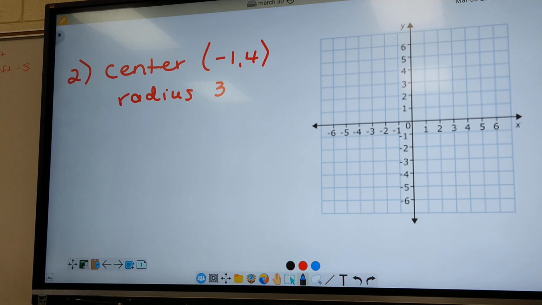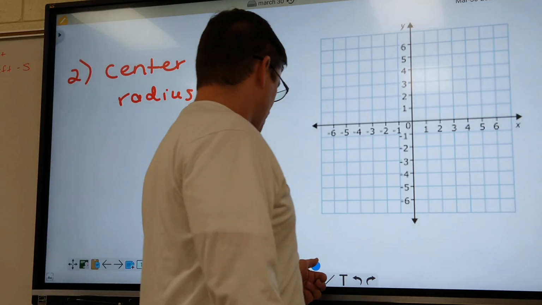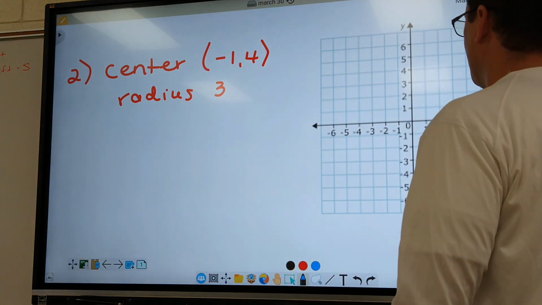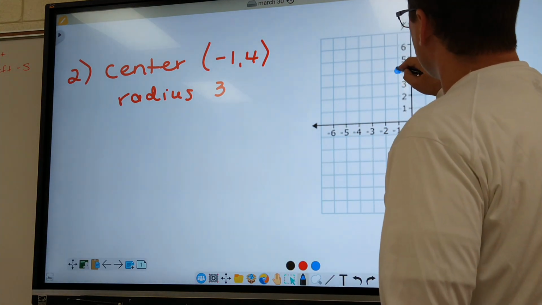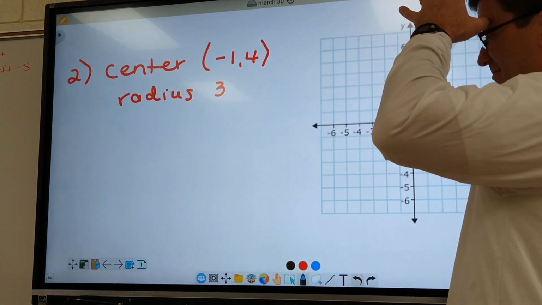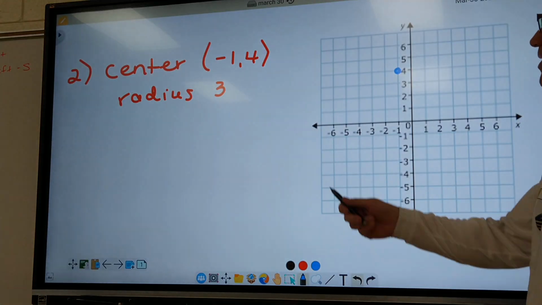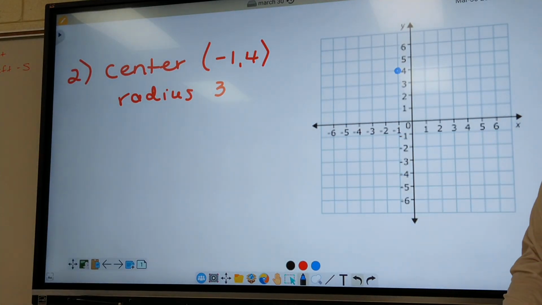All right, so this time, let's go ahead and graph this one. Where's my center at? -1, up 4, put a point.